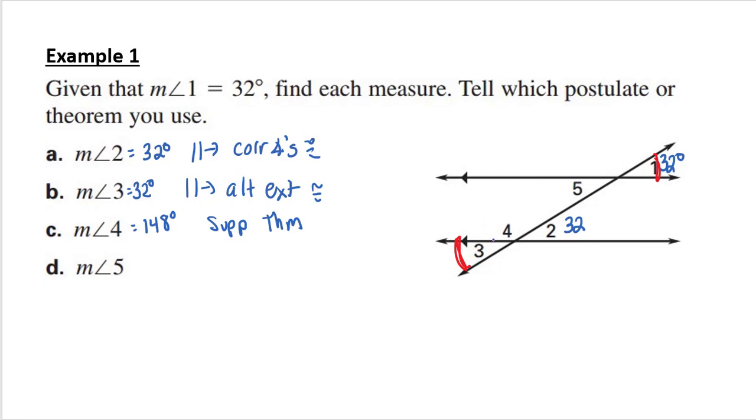And then angle 5, I know this one is 148, so it is supplementary with angle 5 because they are consecutive interior angles. So that one is 32. Parallel lines gives us consecutive interior supplementary.